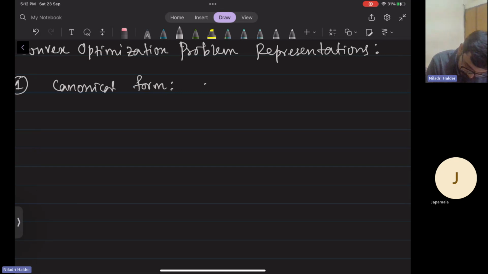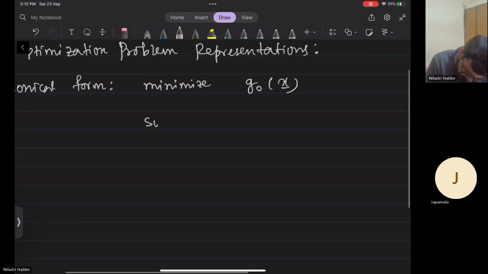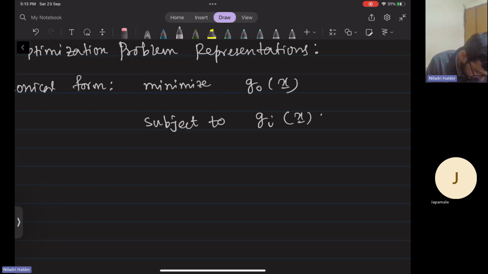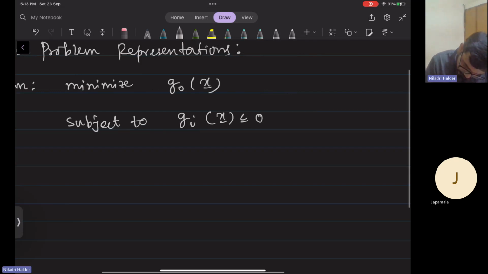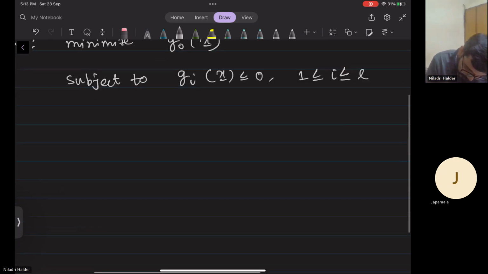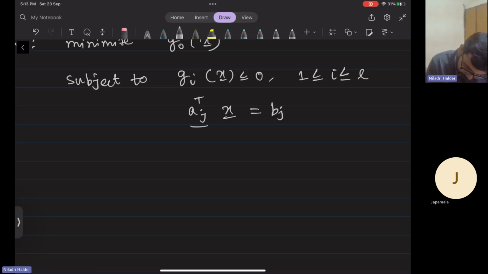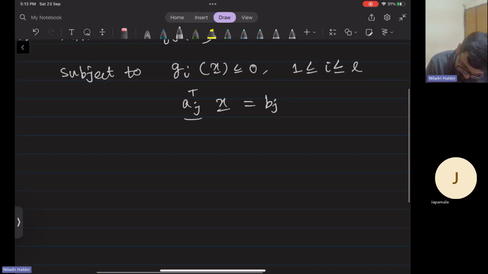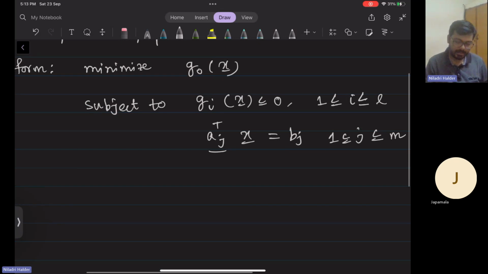So, suppose the optimization problem is like this: minimize some function g0 of x subject to gi of x less than or equal to 0, where this i belongs to 1 to L, and another equality constraint is Aj transpose x is equal to Bj, the affine function, where this j goes from 1 to M. Okay, so this is the canonical form.